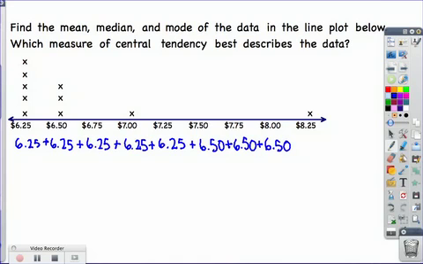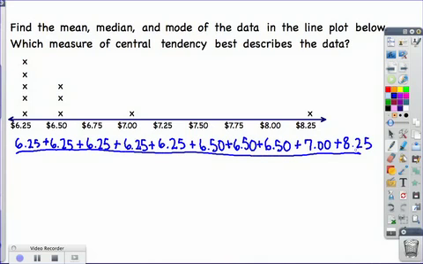One person earns $7, and one person earns $8.25. I then divide that by the total number of data points. There are 10 total data points, so I'm dividing by 10. I now take a moment to add this up.